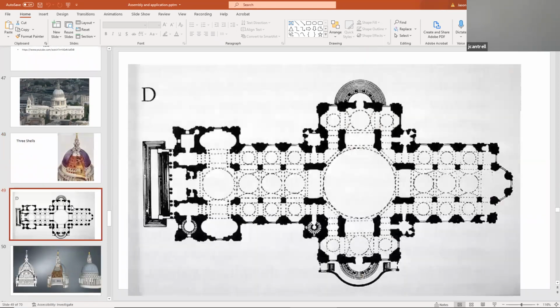Here's a plan of the cathedral. You can see that in each one of these little quadrants, the thrust of the dome is so large that these enormous piers carry the weight of the dome back, and of course, down to the sanctuary floor.